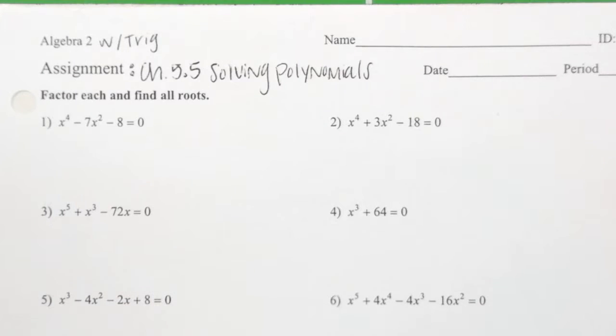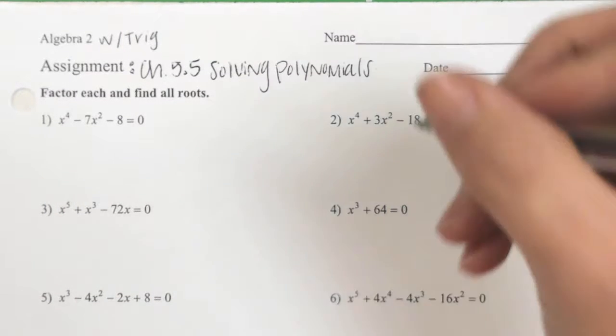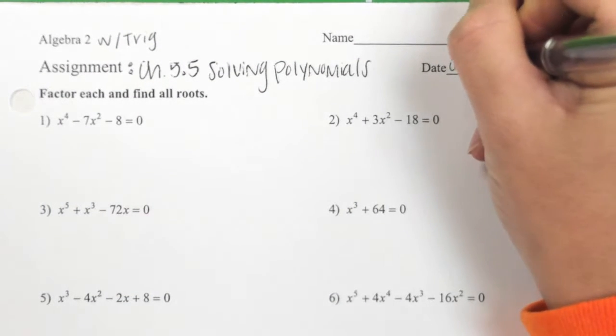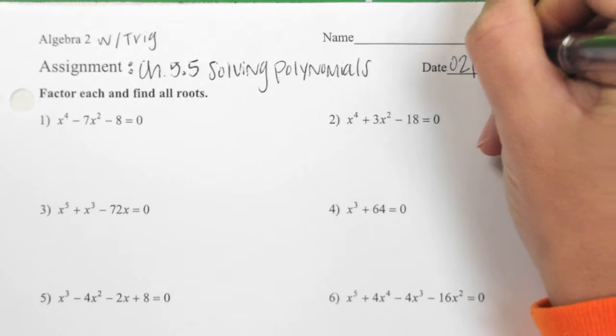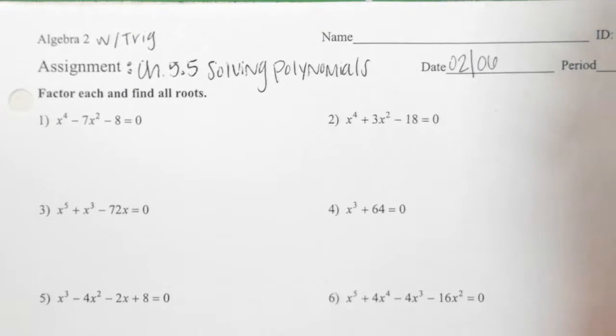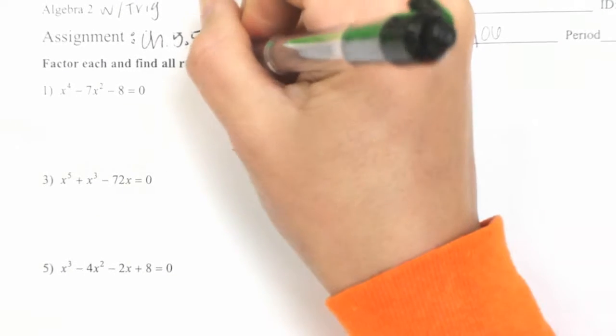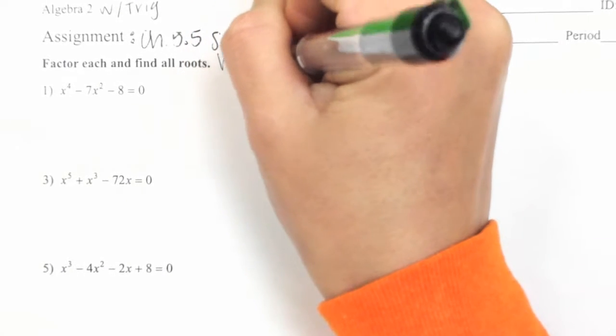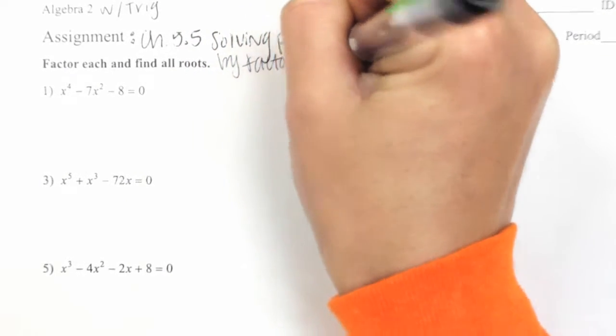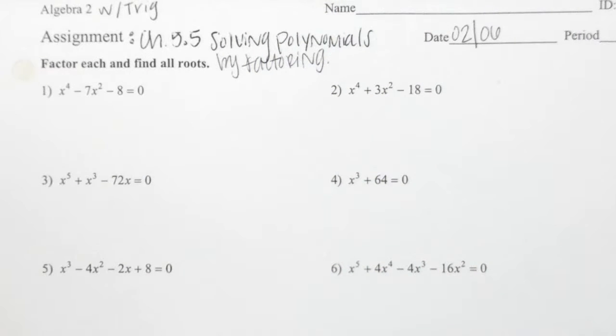So this is the lesson for Monday, February 6th. And today we're going to be dealing with solving polynomials by factoring. We already know how to factor polynomials. From here to solve them, all you'd have to do is set their factors equal to 0.